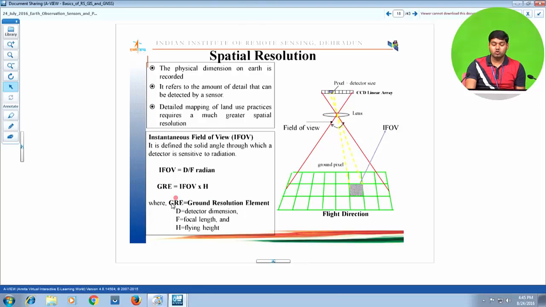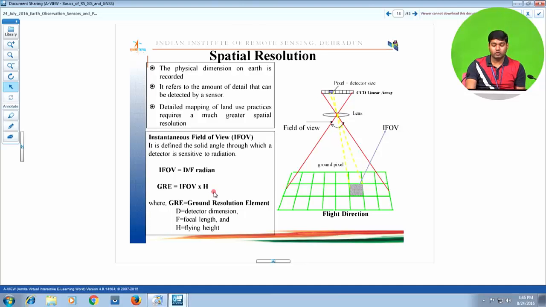As I was telling you repeatedly, height plays a major role. When you multiply with altitude, as I told you, 36,000 kilometers, you can think of your spatial resolution getting coarser. So please remember, the larger the number, the coarser the pixel size.